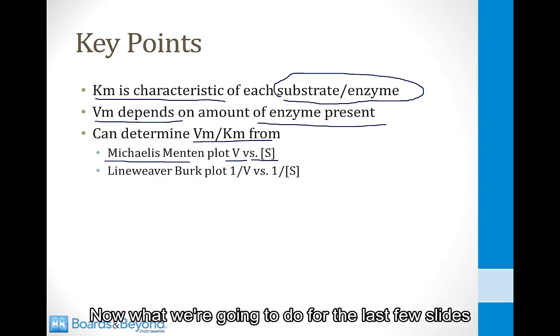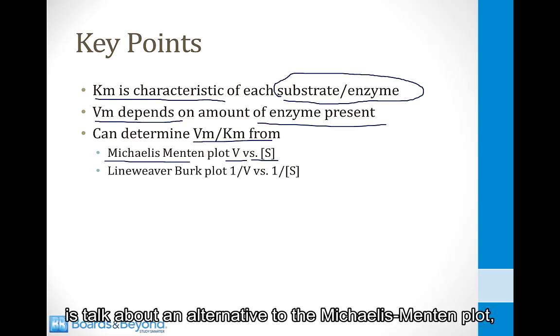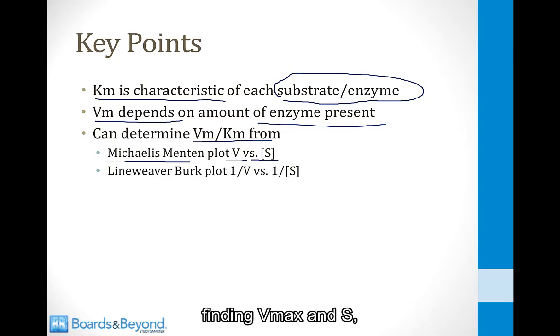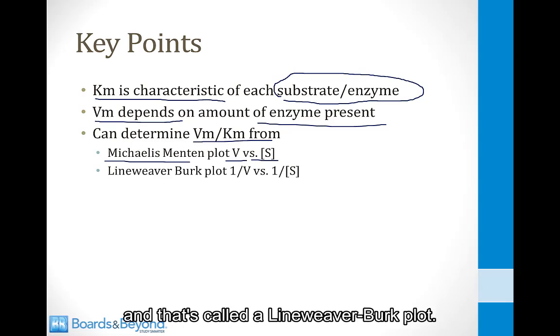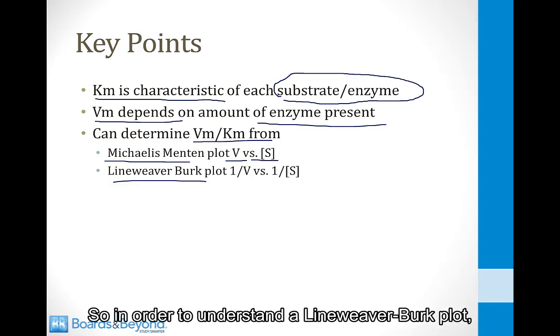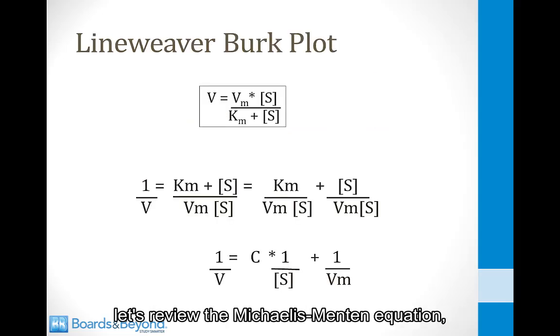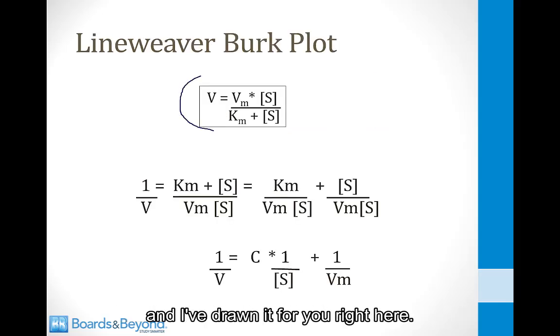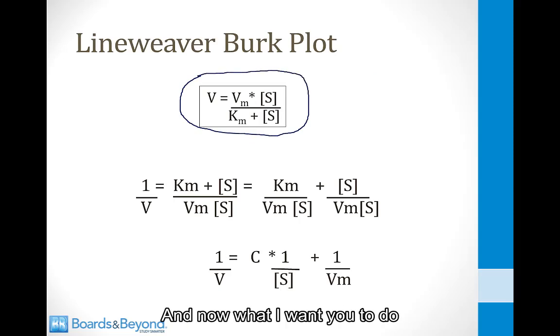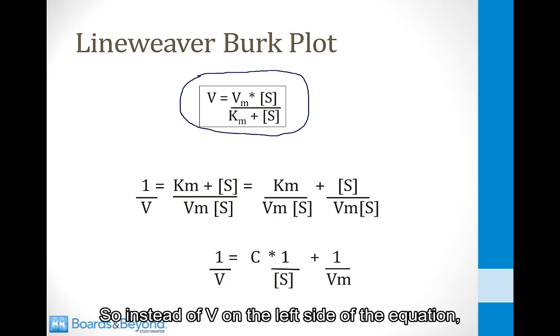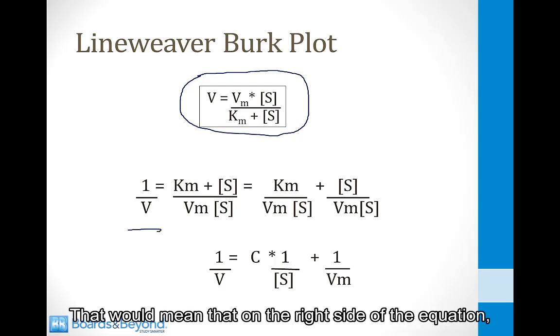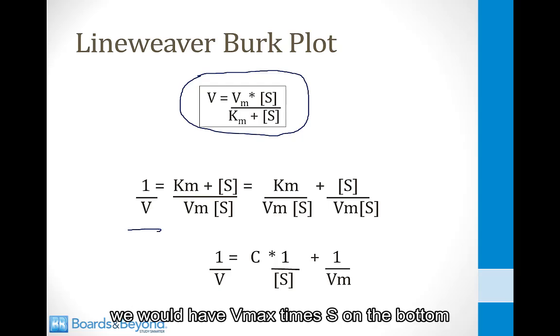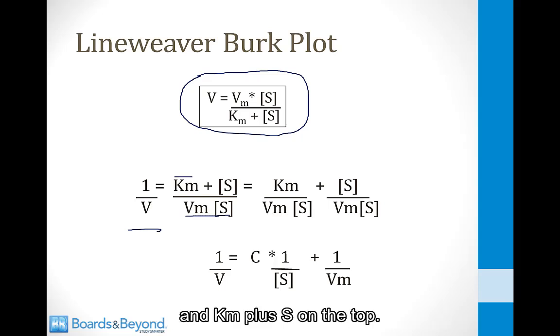Now what we're going to do for the last few slides is talk about an alternative to the Michaelis-Menten plot for finding Vmax and Km, and that's called a Lineweaver-Burk plot. So in order to understand a Lineweaver-Burk plot, let's review the Michaelis-Menten equation, and I've drawn it for you right here. And now what I want you to do is imagine that we flip it upside down. So instead of V on the left side of the equation, we have 1 over V. That would mean that on the right side of the equation, we would have Vmax times S on the bottom and Km plus S on the top.